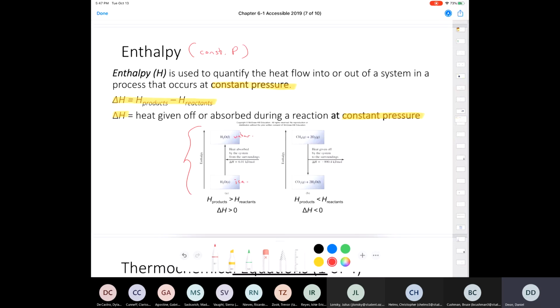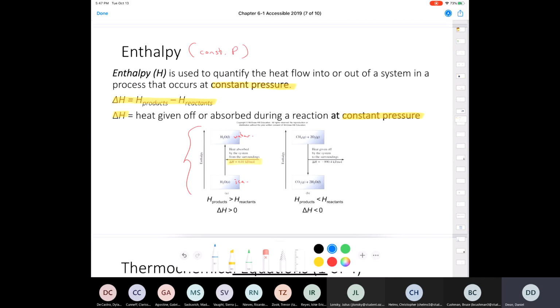Well, in this case, heat is going to be absorbed by the system, right? You know that you have to have heat in order to melt an ice cube. And we can actually quantify that heat absorbed, that change in enthalpy, which is 6.01 kilojoules per mole. That means for every mole of water, it takes 6.01 kilojoules of heat absorbed in order to melt that ice and convert it into water.